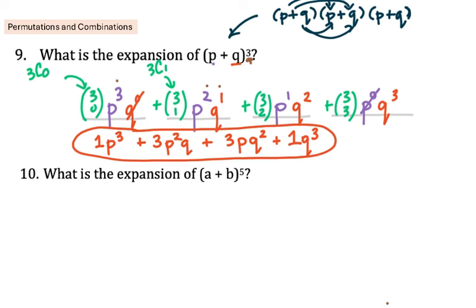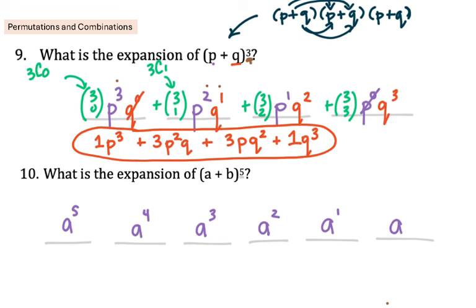All right, let's do the same pattern, but now it's a little bit bigger. So we've got something to the power 5. That means there's going to be 1, 2, 3, 4, 5, 6 terms. And we will start with the a term. We start with the highest power, a to the 5, a to the 4, a to the 3, a to the 2, a to the 1, a to the 0. This is going to go away because anything to the 0 power is 1.